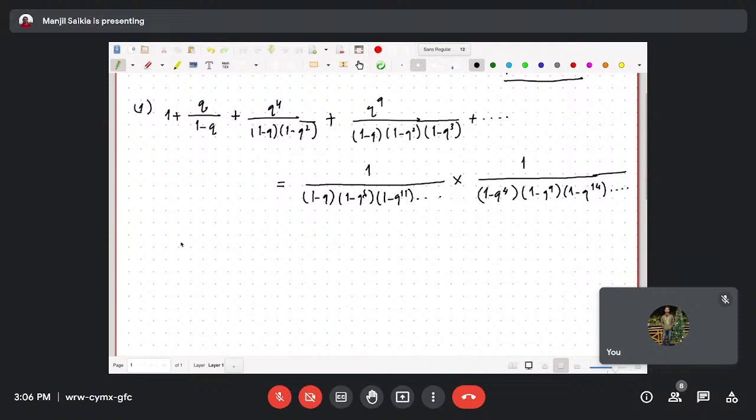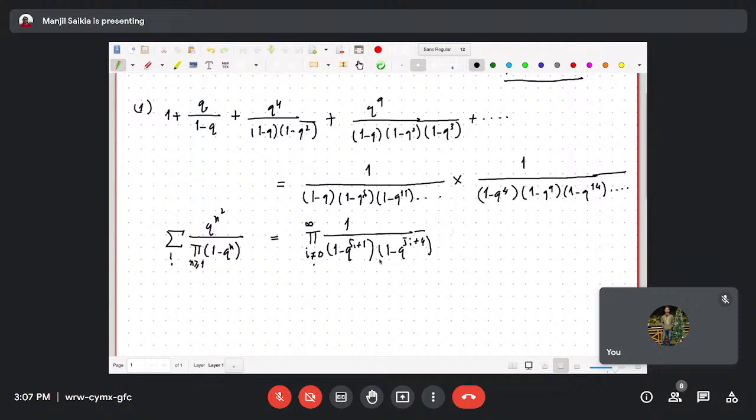So if I write it in more concise notation, this will be the sum of q to the n square divided by the product of 1 minus q to the n, where n goes from 1. And I'm not writing the indices because I think you can figure out what these are. This is sort of informal, so I'm not going to focus too much on the indices. Anyway, to show you how the product looks: 1 minus q to the 5i plus 1 times 1 minus q to the 5i plus 4, and this product is from i equal to 0 to infinity. So this is the first Rogers-Ramanujan identity.